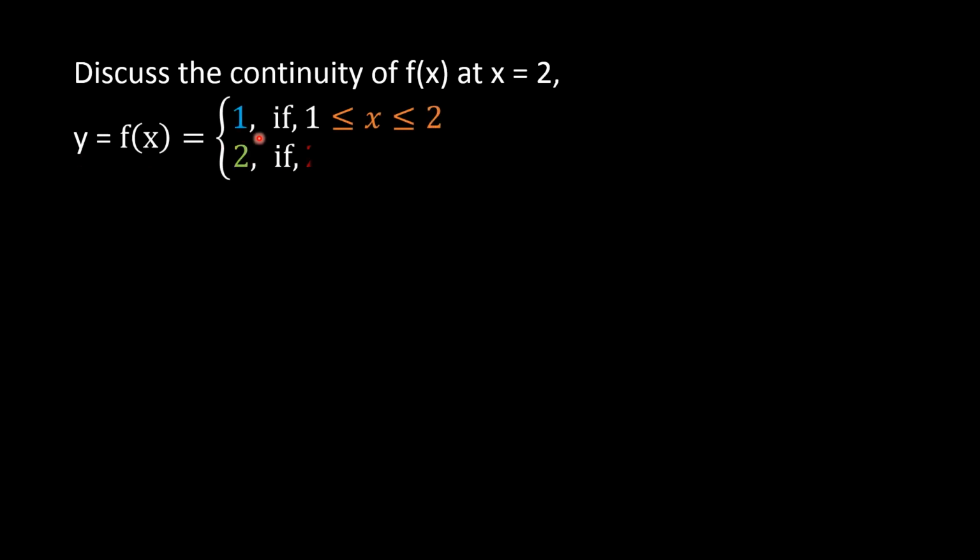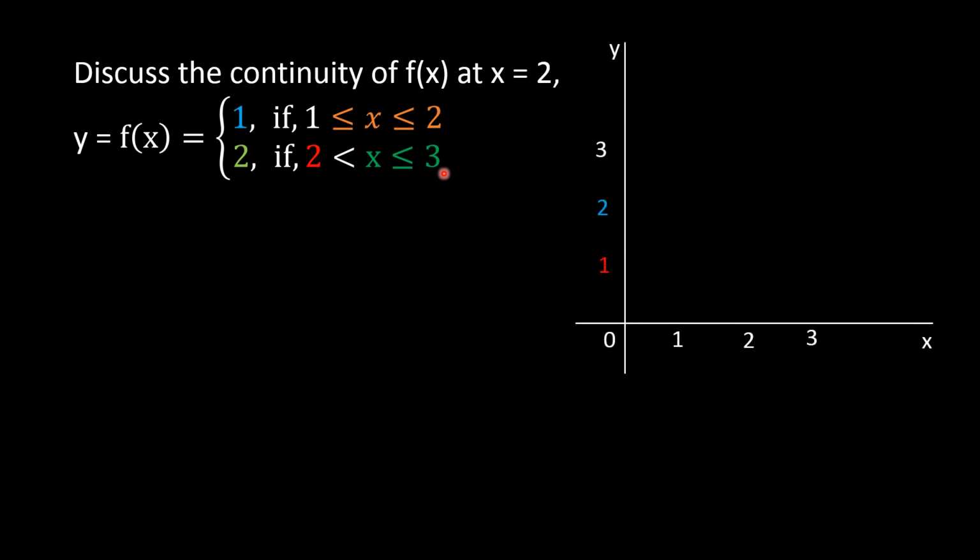Discuss the continuity of f x at x equals 2. The function is defined as y equals 1 when x is between 1 and 2, and y equals 2 when x is between 2 and 3. Let us draw the graph of the function. When x equals 1, y equals 1, therefore the point 1, 1 will lie on the graph of the function, hence it has been shown by a solid point.